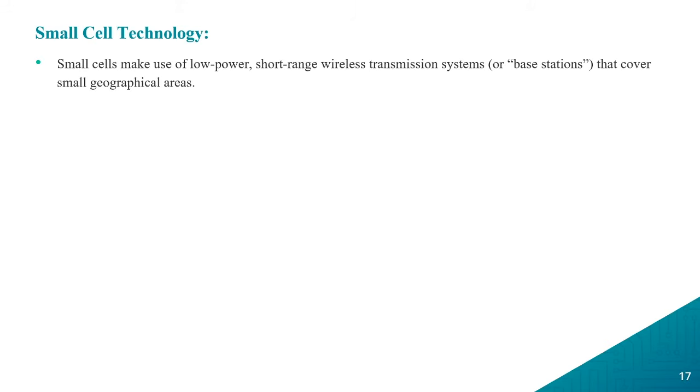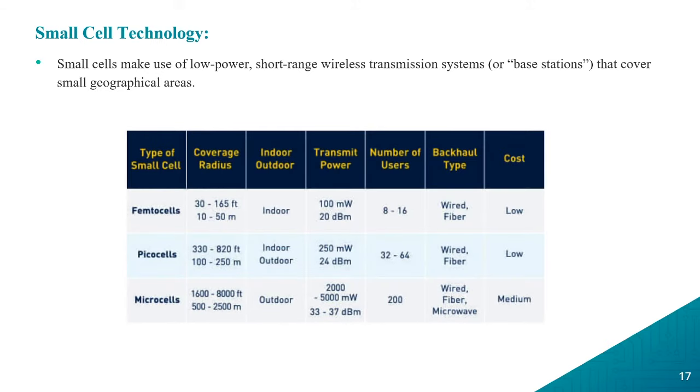Small cell technology. Small cells make use of low power, short range wireless transmission systems that cover small geographical areas. Small cells are uniquely capable of handling high data rates for mobile broadband and consumers, and for IoT and high densities of low speed, low power devices. Now there are different types of small cells which can be used with respect to their power and their range, like femtocells, picocells, and microcells.